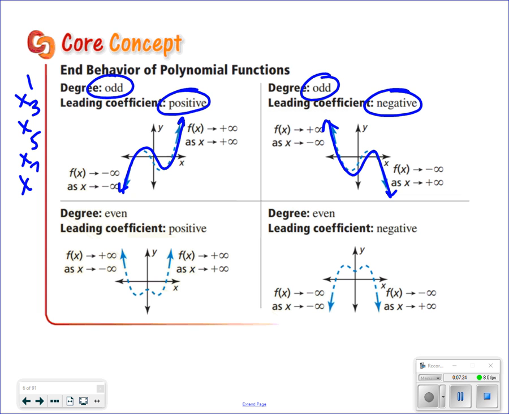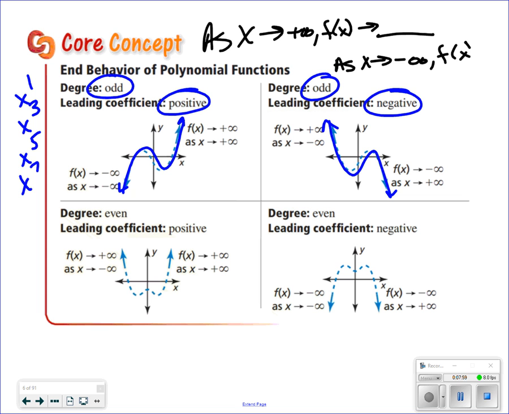Now, I really want to talk about the other part in each of these pictures. You will notice it should say as x goes to positive infinity, f of x goes to blank. As x goes to negative infinity, f of x goes to blank. So now you have to fill in the blank.